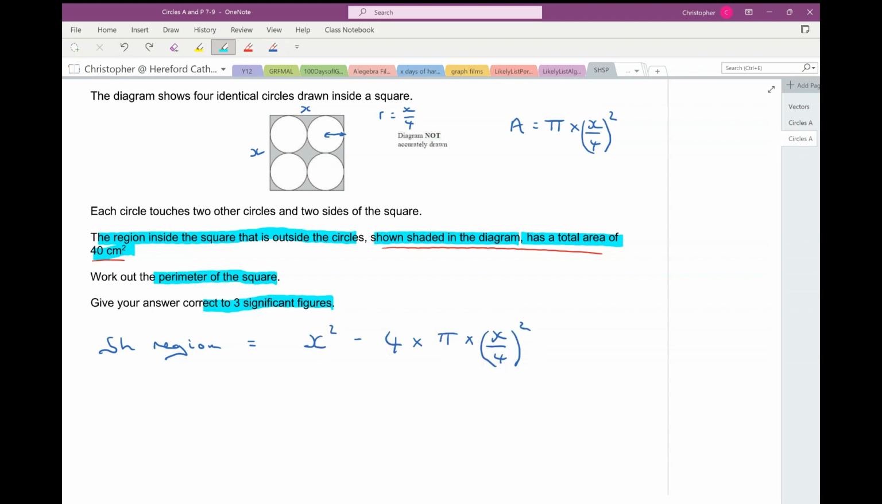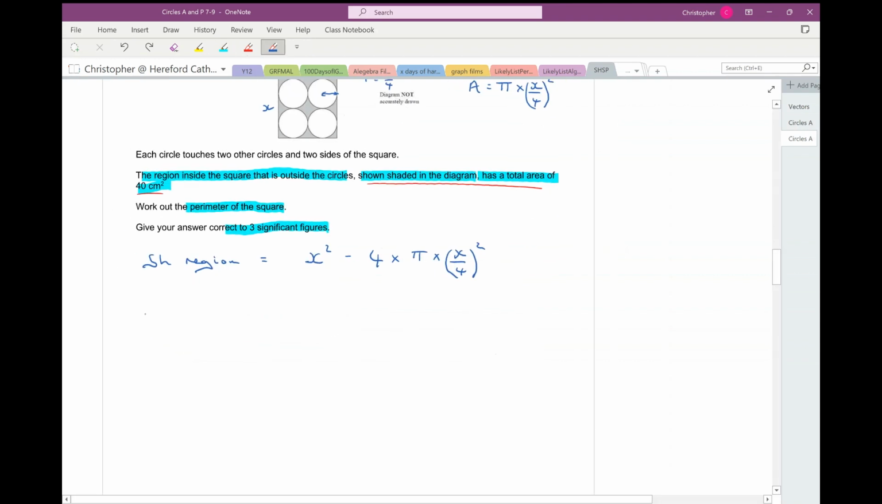Okay, right. That's the shaded region, and I know I can set that equal to 40. So my equation then for x is going to be x squared minus 4 pi times (x over 4) squared equals 40. All right. Well, I better get solving, I guess. So I'm going to do x squared minus 4 pi. Right, if I square x over 4, I get x squared over 16, equals 40.